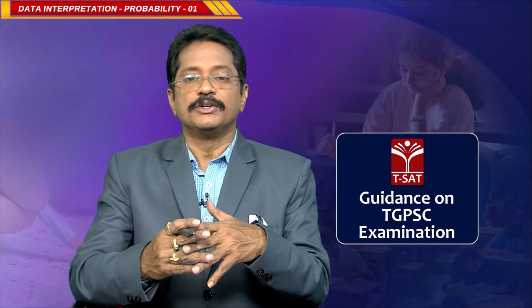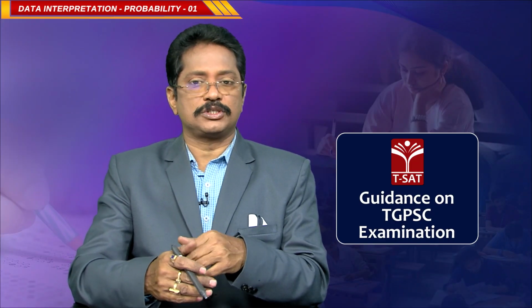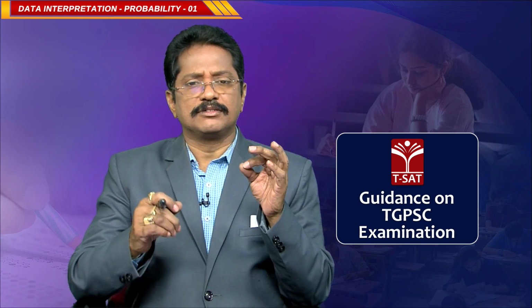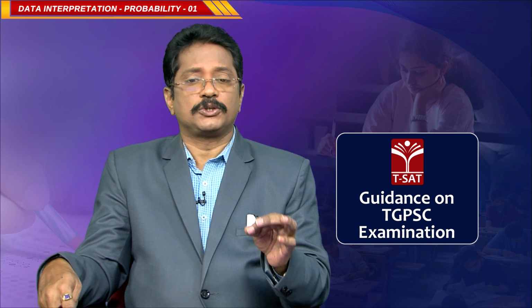This is the way you can find the required answers for the given questions. The concept is very simple. There is only one formula: the probability of an event is favorable outcomes by total outcomes.